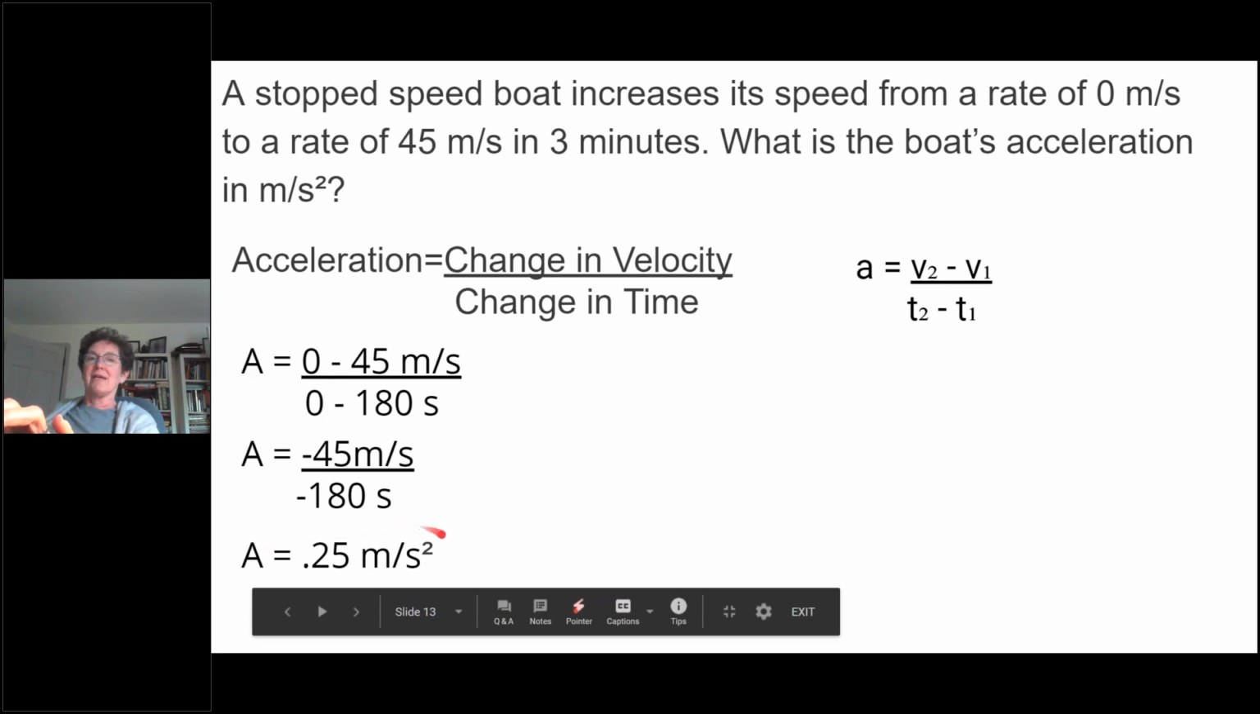So the answer is 0.25 meters per second squared. When I divide these seconds by these seconds, it's meters per second squared.